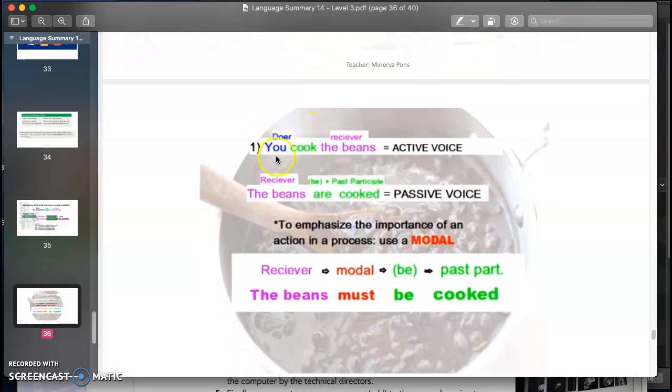For example, in here we have the doer, you, cook, that's my verb, the beans, that's the receiver. So who's the doer? You, because you are the one cooking. Who's the receiver? The beans, because they are the ones being cooked. So that's active voice. You cook the beans. For the passive voice, we change the receiver. So the beans are cooked, verb to be plus past participle. That's my passive voice. You can say the beans are cooked or the beans are cooked by you or by me, that's okay.